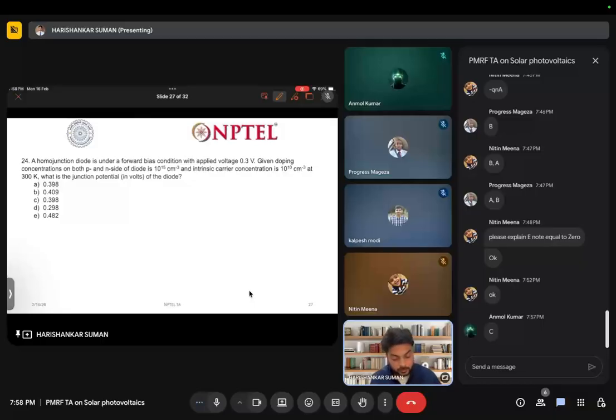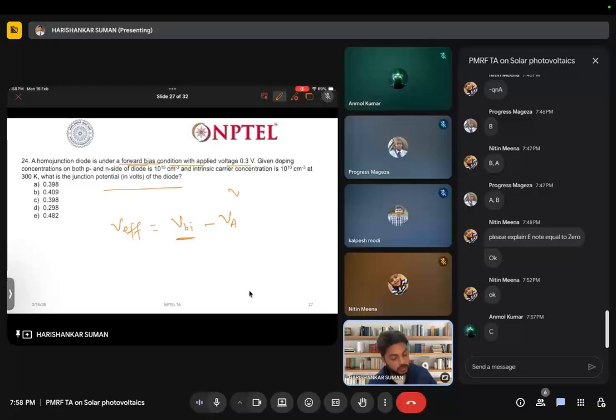Next question. A homojunction diode is under forward bias condition with applied voltage 0.3. The doping concentration on both the P and N sides is 10 to the power 15, and the intrinsic concentration is 10 to the power 10 at 300 Kelvin. What will be the junction potential? Under forward bias, you have to calculate V effective. First we have to calculate the built-in potential V built-in, then under forward bias it will be minus V applied.